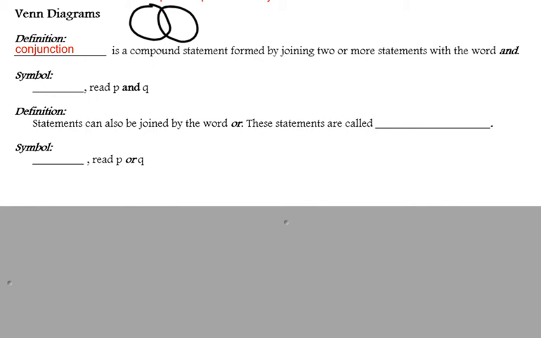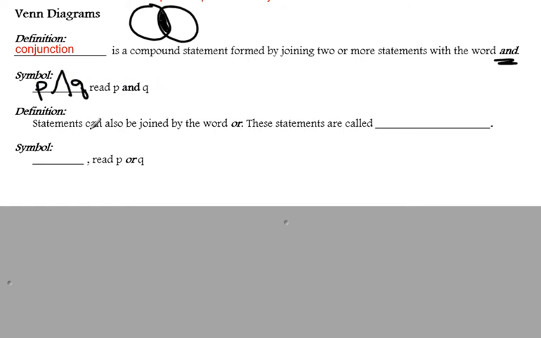A conjunction is basically forming a statement with the word and. Conjunction means and, and it is the space represented by where the two interlocking circles meet. We use the symbol that kind of looks like a triangle without the bottom part. So if I did P, this symbol, Q, it's read P and Q.